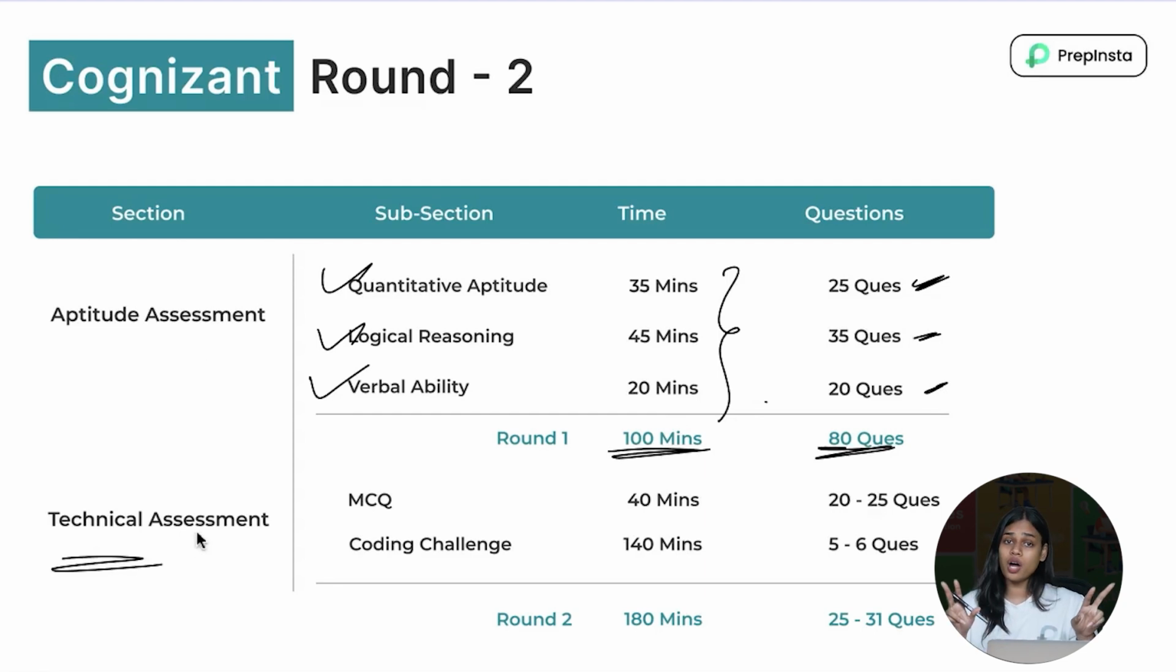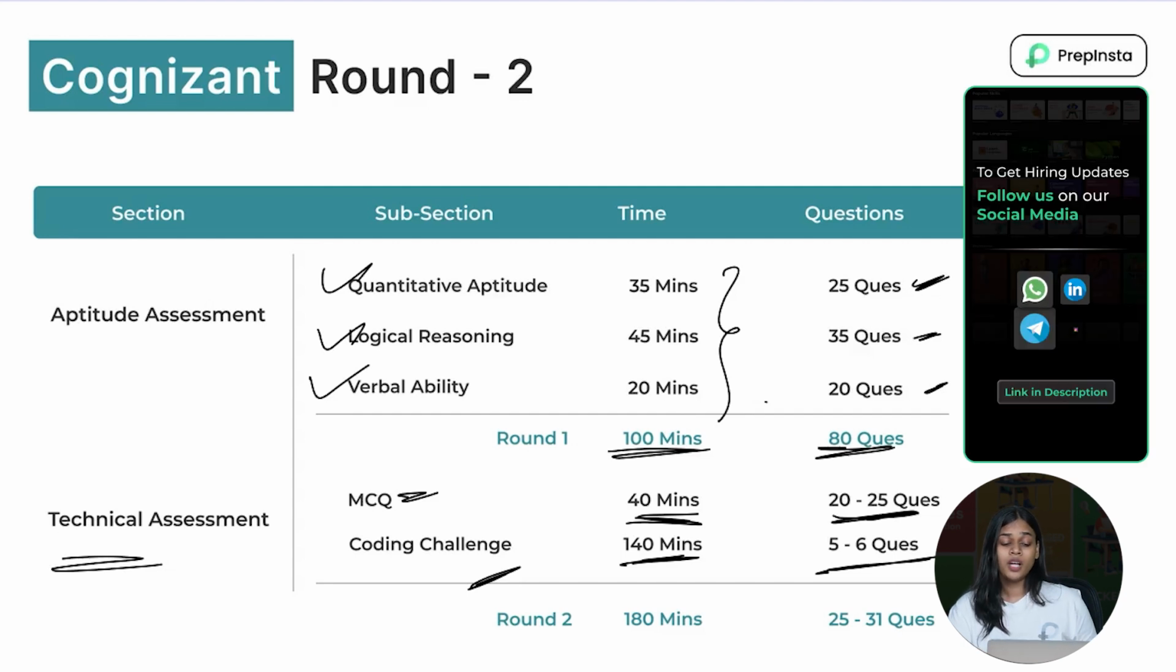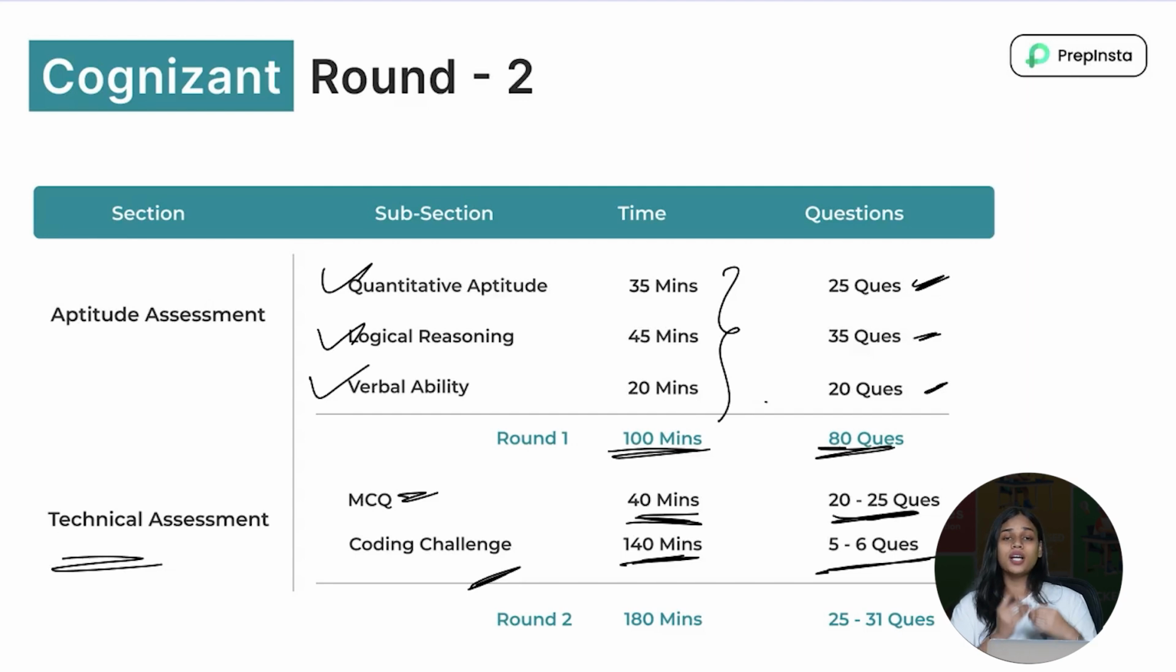Now, these are going to be two rounds, two subsections on the same day, on the same complementary test. All right, you're going to have MCQ where you will have 40 minutes and 20 to 25 questions. We have given a range because we don't know the exact number of questions. It might be 20, 22, 25, depending on the colleges and the company. All right, and then you have the coding challenge, which is going to span 140 minutes. So more than 2 hours, and you have 5 to 6 questions. So you will have to complete all of the questions in the coding challenge so that you can move forward.